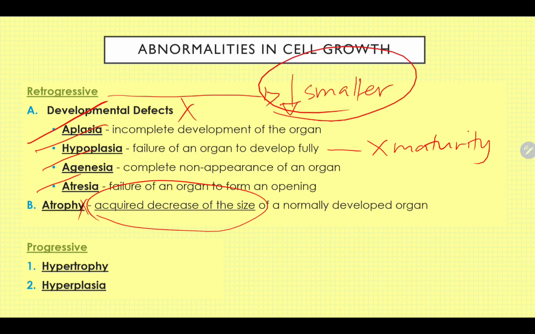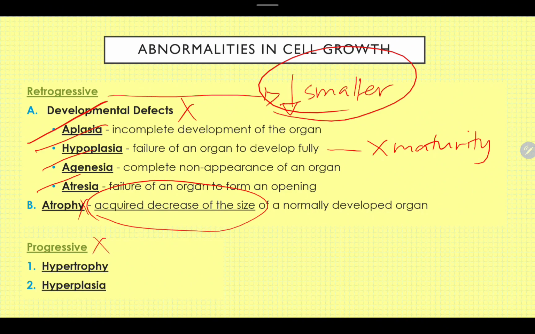Okay, let's talk about the progressive naman. For the progressive, I think you're already familiar with this one, no? So we have the hypertrophy, which is the increase in cell size. We have the hyperplasia, which is the increase in cell number. Hypertrophy may increase the size of the organ, while the hyperplasia tends to increase the mass, no, the weight of the organ. Okay? So, ibig sabihin, all of this po is progressive.